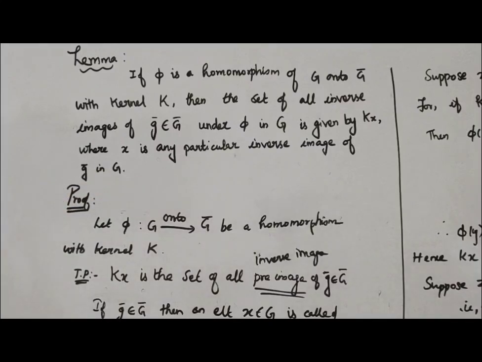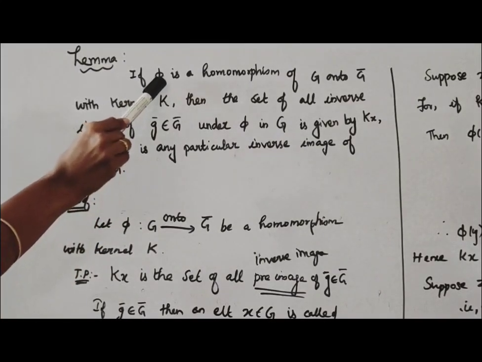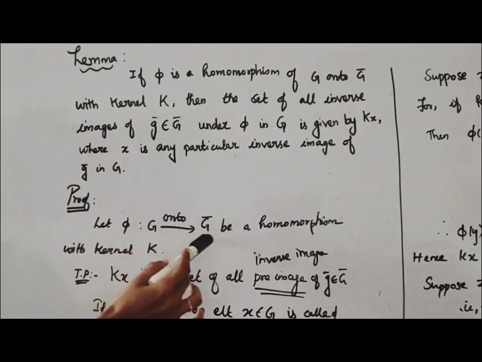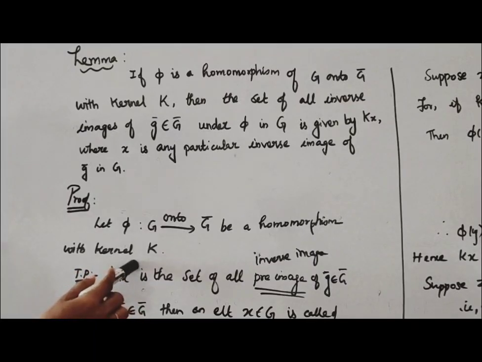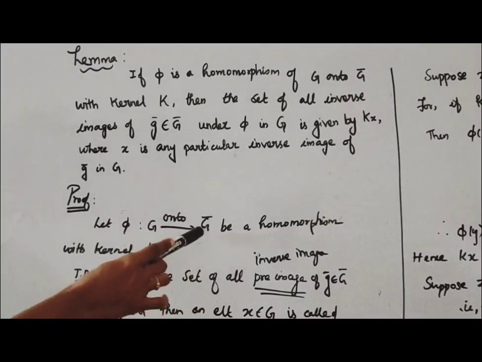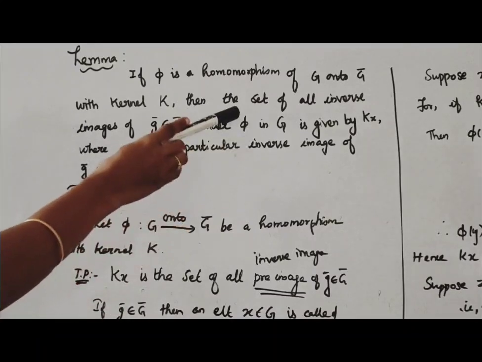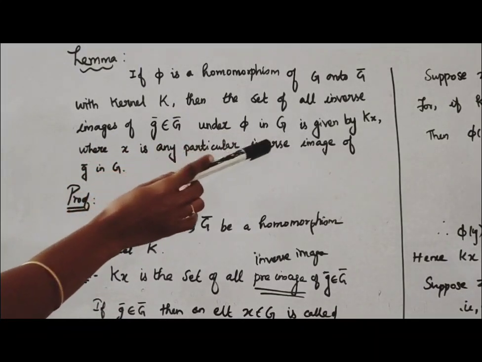Okay. What is given? Phi is a homomorphism of G onto G bar with the kernel K. What is kernel K? Kernel K means the set of all x belonging to G such that phi of x is equal to E bar, where E bar is the identity element of G bar. Right? We have to prove that the set of all inverse images of G bar in G under phi is given by Kx.